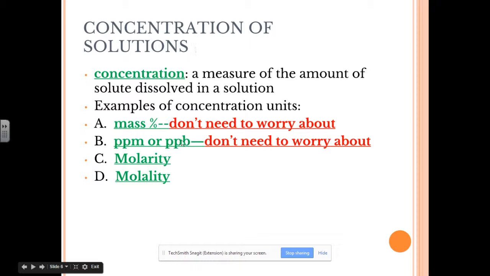Concentration. We talk a lot about it. There's a bunch of different ways, and this isn't all of them, but we will focus on two of them. So concentration measures the amount of solute dissolved in solution. Examples, like I said, there's a bunch out there. You might take another chemistry class later on or a different class later on where these matter. For right now, we're not going to worry about them. We are going to look at molarity and then something called molality.